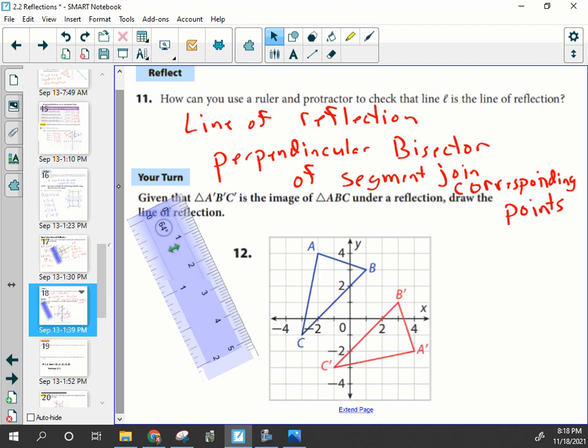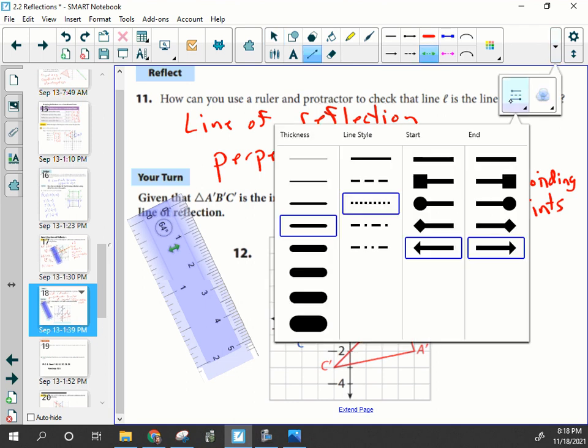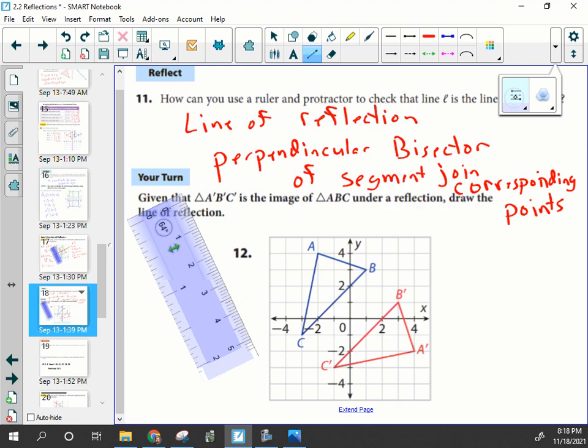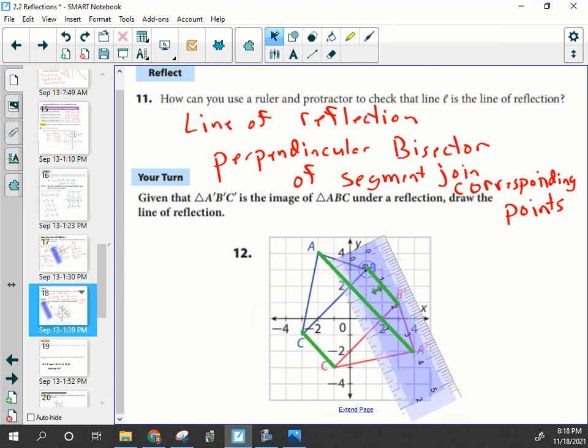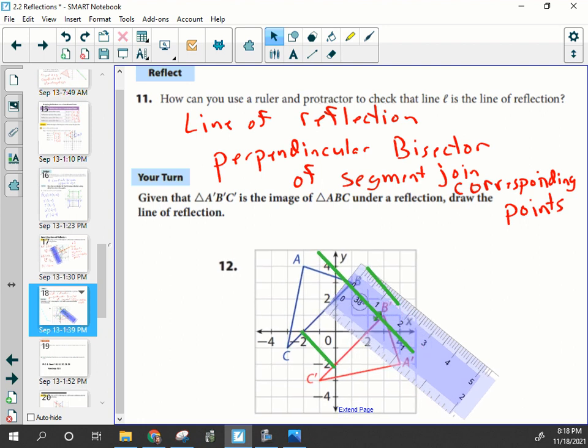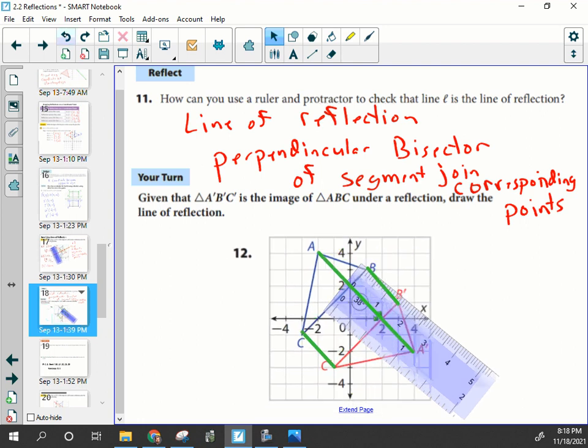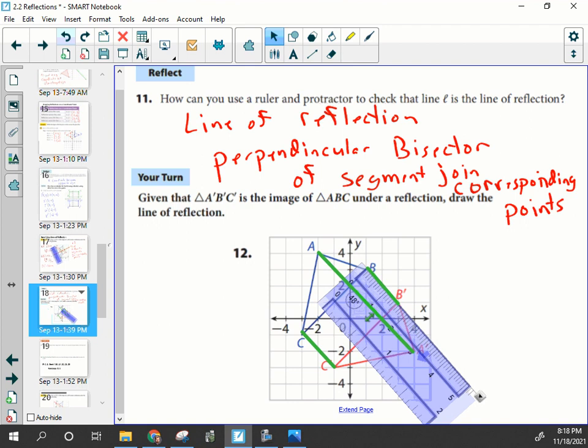So on your own, given triangle A prime, B prime, C prime, we want to draw the line of reflection. So again, I'm going to connect the corresponding points. And then what I want to do is measure them. So, oops, I don't remove that.